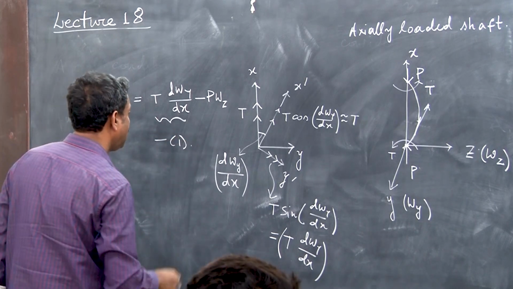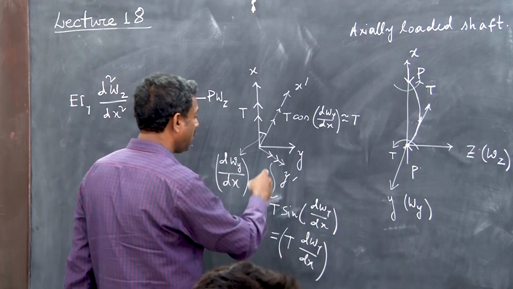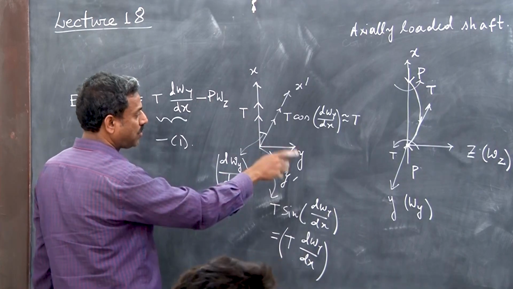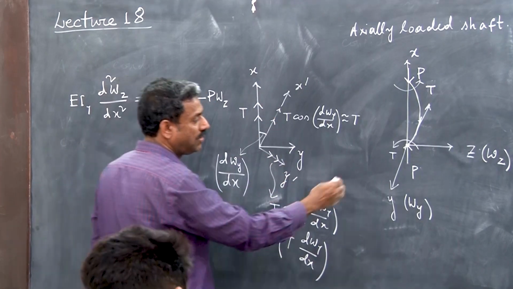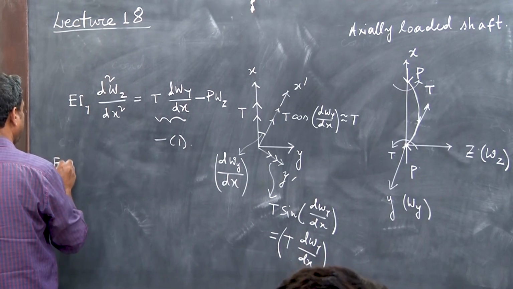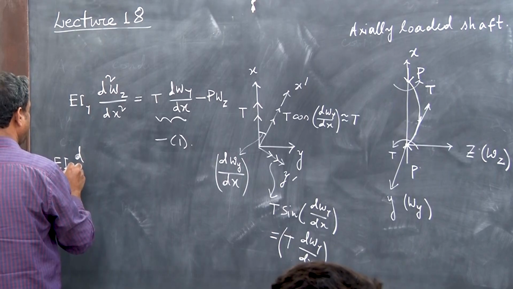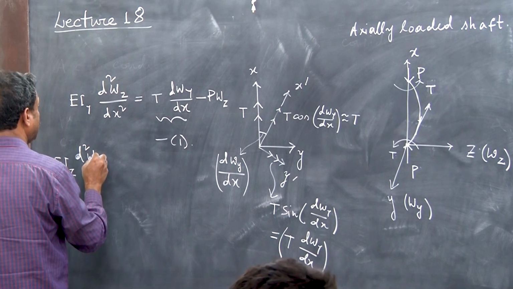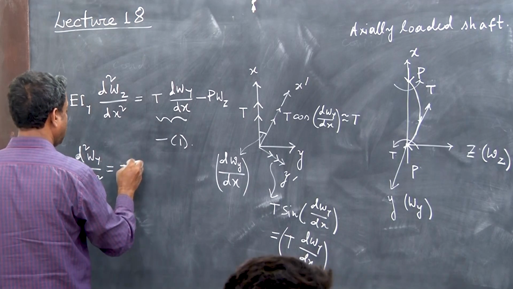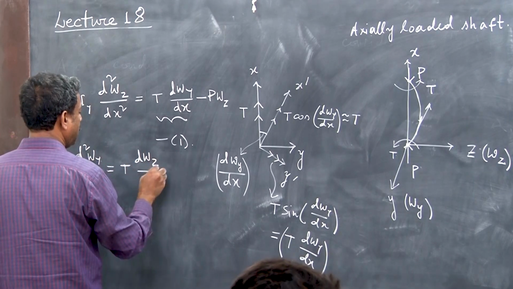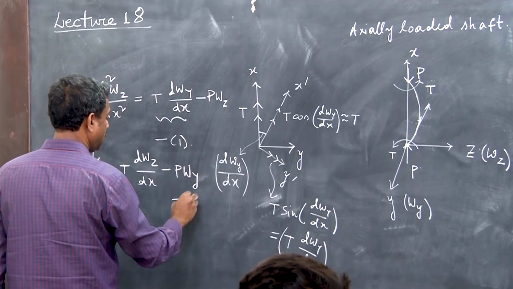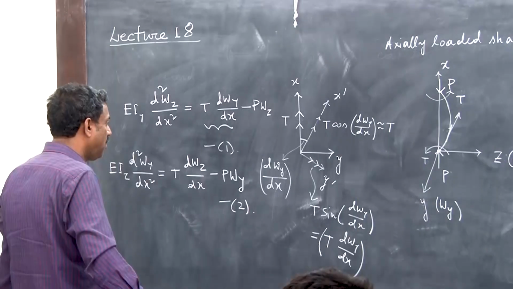The other equation, similarly: instead of the xy plane, I will project everything in the xz plane. In the xz plane, the equation will be EIz d2Wy by dx2 equal to T dWz by dx minus PWy. This is equation 2.